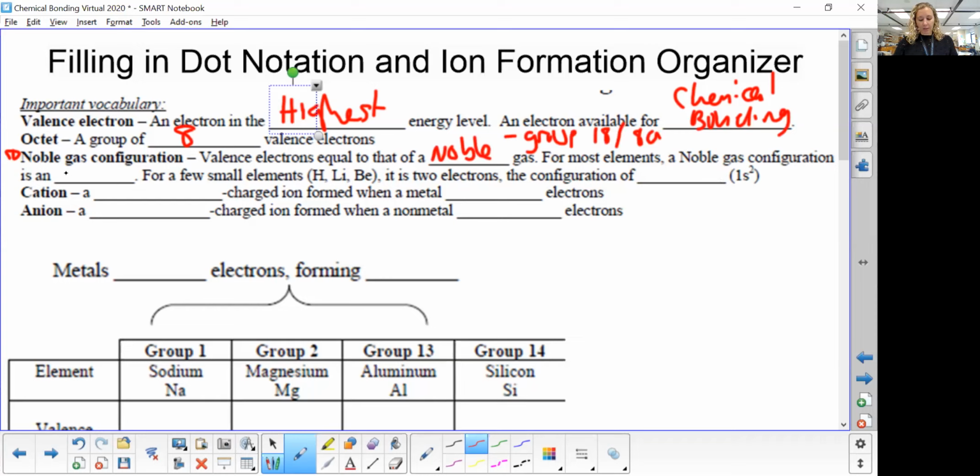And so for most elements, a noble gas configuration is an octet. All right, those 8 electrons. But there's a few small elements like hydrogen, lithium, beryllium, and boron, and they are going to have the configuration of helium, which I don't need that 1s2, but that's a duet. And that's because the first energy level only holds 2 electrons.